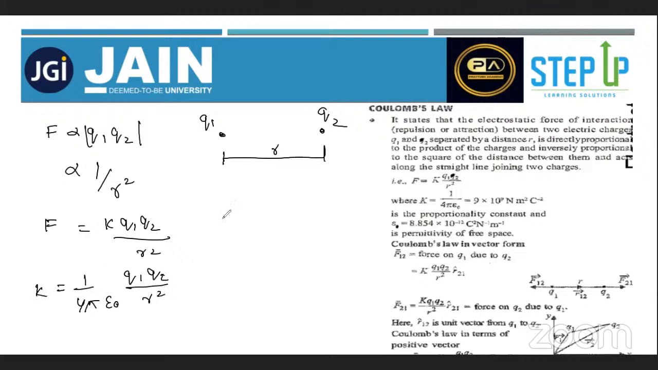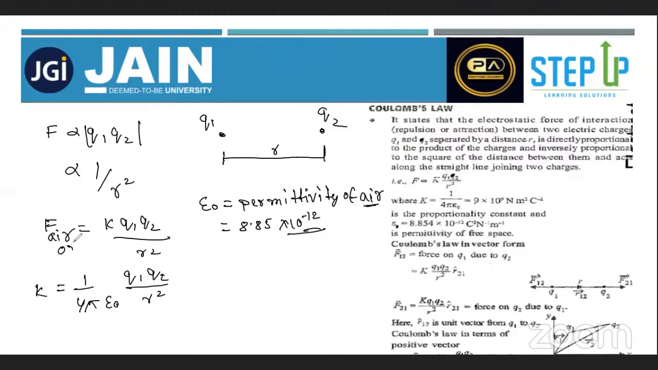Now I'm talking about the epsilon naught value. Epsilon naught is known as the permittivity of air, whose value is equal to 8.85 into 10 raised to minus 12. This condition is for air or vacuum.